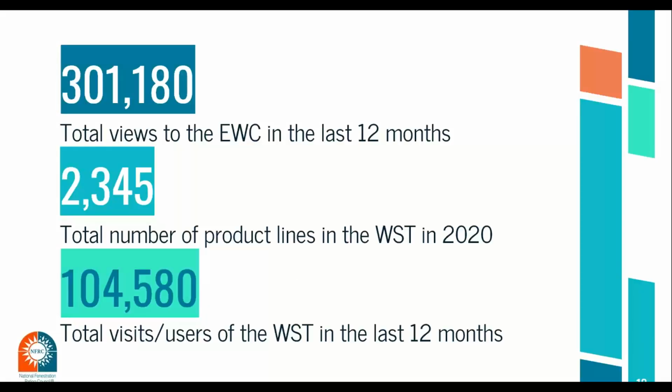So this is just a snapshot of some of the analytics, like how many people are coming to the site. Just in the last 12 months, over 300,000 people visited the Efficient Windows Collaborative. And right now there's 2,345 product lines that are listed in the window selection tool. And also in the last 12 months, almost 105,000 people visited and used the window selection tool. So moving forward, we're going to be working to drive even more traffic and increase the engagement of people who are visiting the site.